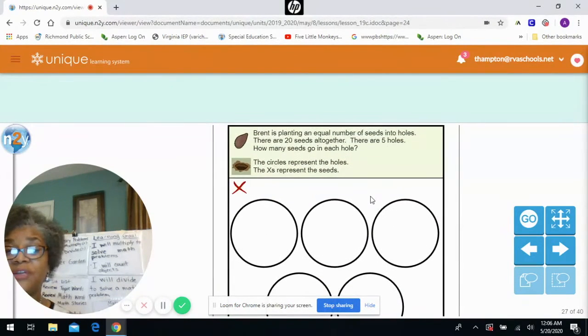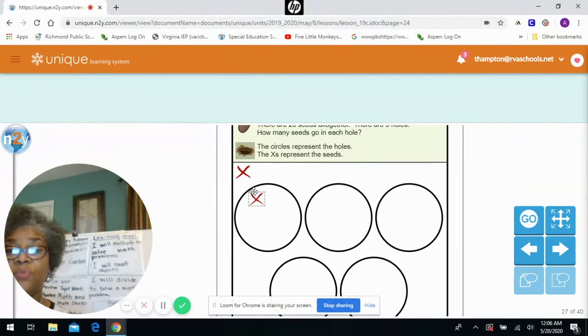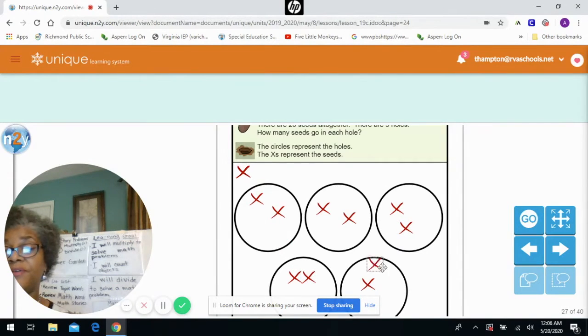So what are we going to do? We're going to hand them out just like we did before. Put a seed in each hole until you run out of seeds, and hopefully it will be all equal. Let's keep going. When somebody gives you the amount to work with, you just keep putting it into your little circles or your little cups. You keep drawing it, and then you have your answer. See, you have 5 circles, and you have 20 seeds.